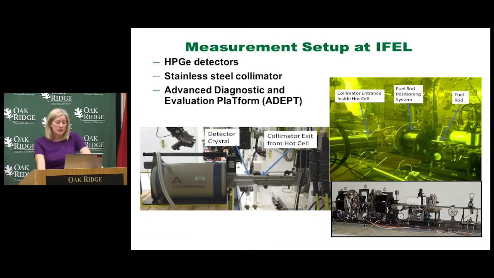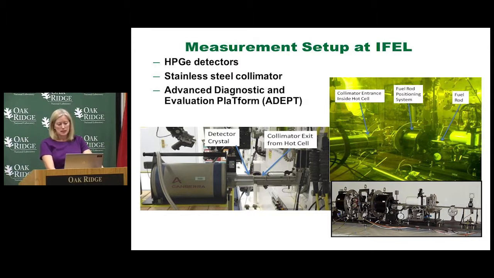So what we did, we have spent fuel in a hot cell. You can see here, this is the spent fuel, this yellow picture. We're looking through a glass that's filled with mineral oil for shielding. You can see the fuel rod and the rod positioning system, and here's our collimator that goes through the hot cell wall.